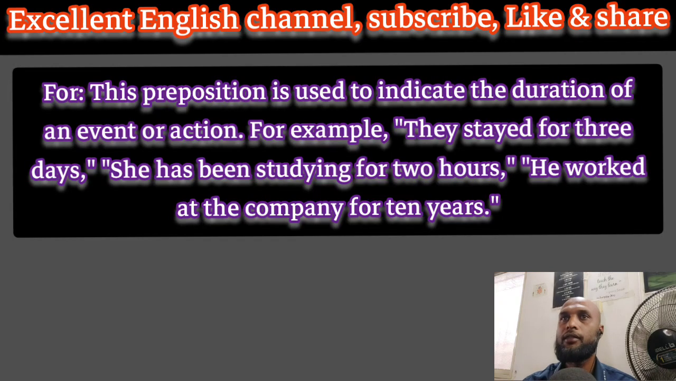For. This preposition is used to indicate the duration of an event or action. For example, they stayed for 3 days. She has been studying for 2 hours. He worked at the company for 10 years.